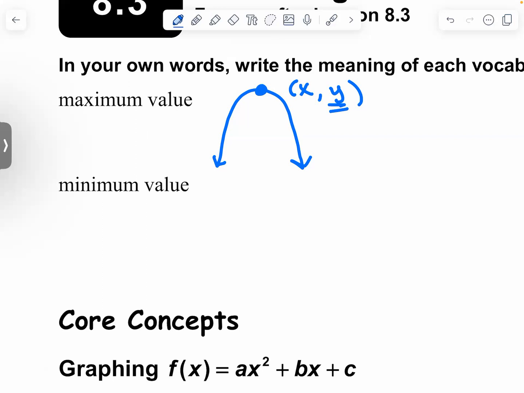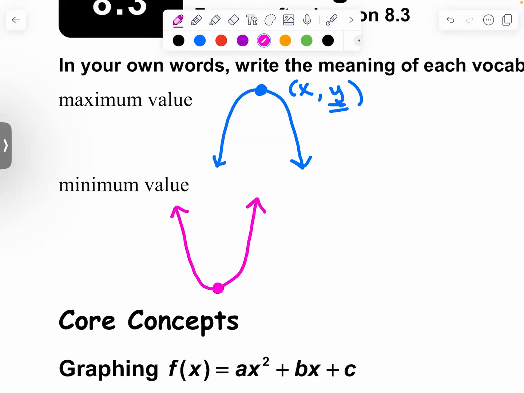On the flip side, see what I did there? Flip. The vertex would give us our minimum value if our graph opens up. If our parabola opens up, our vertex will be the very lowest point. So we're going to have some scenarios where I ask you for the maximum or the minimum, we need to think about these things.